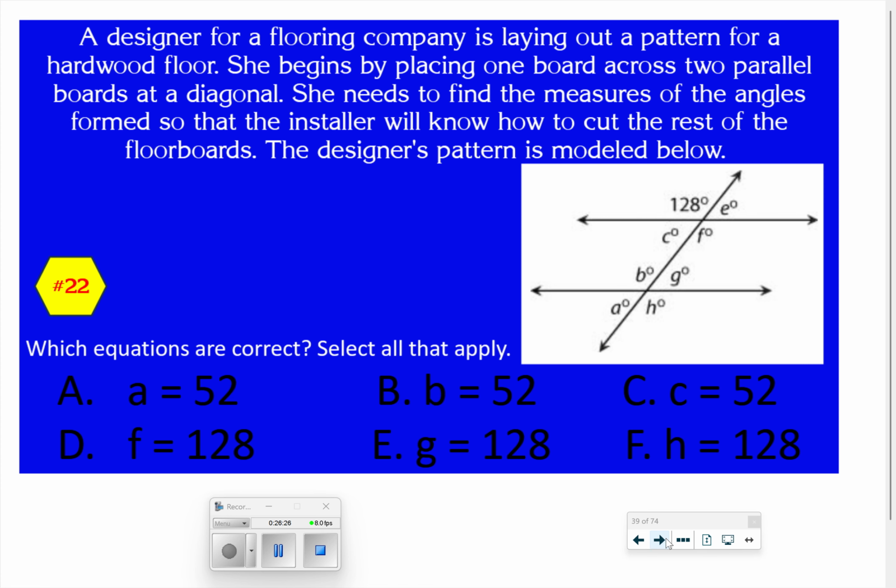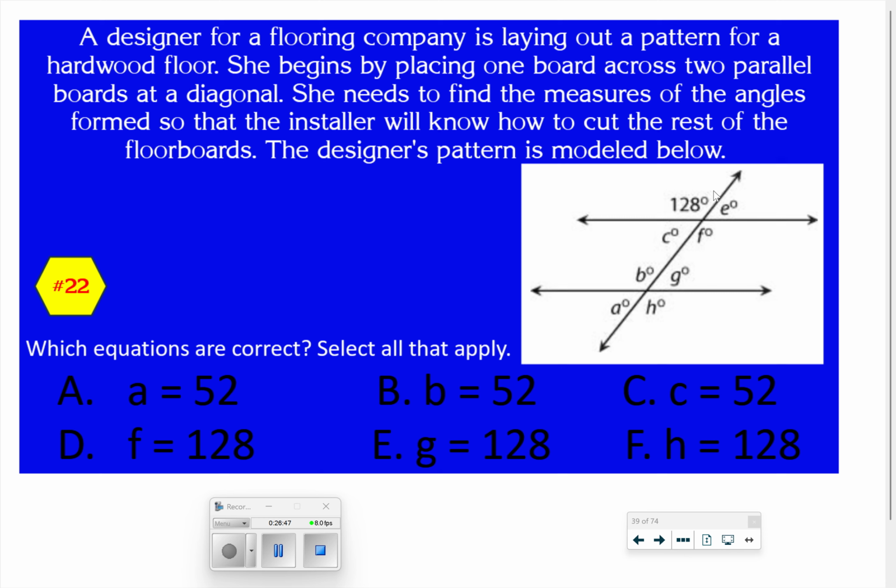Okay, a designer for a floor company is laying out a pattern for a hardwood floor. She begins by placing one board across two parallel boards at a diagonal. She needs to find the measure of the angles formed so that the installer would know how to cut the rest of the floorboards. The designer's pattern is modeled below.